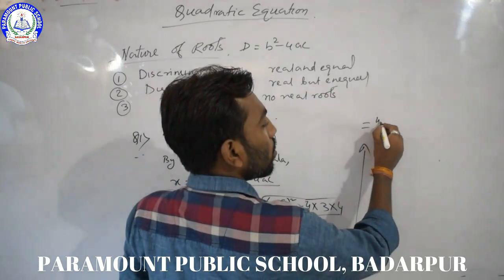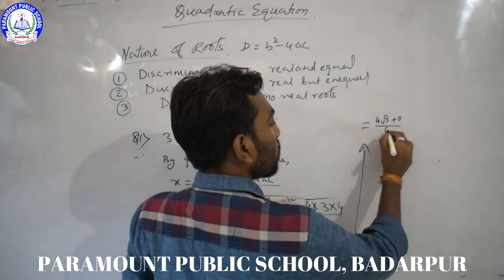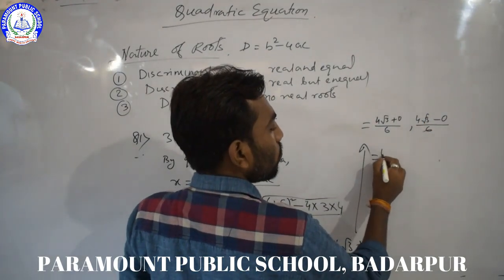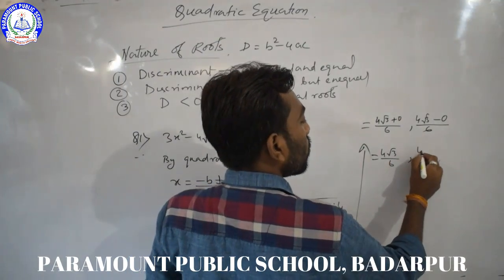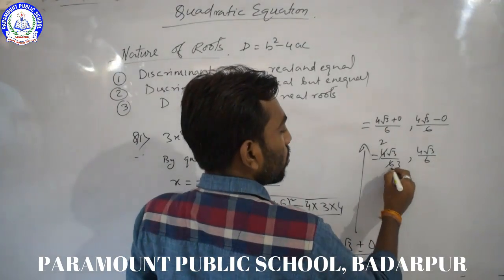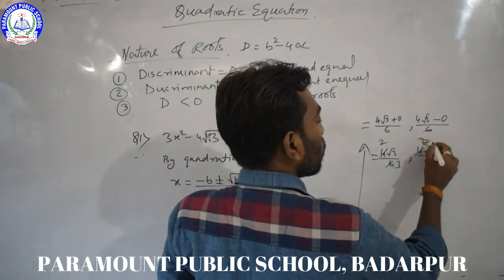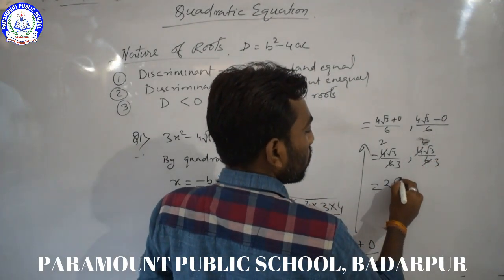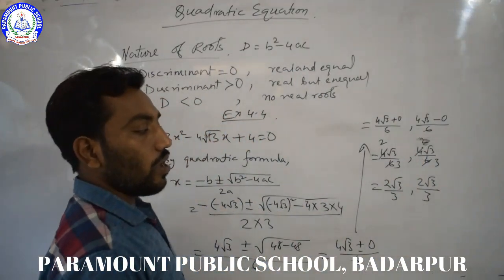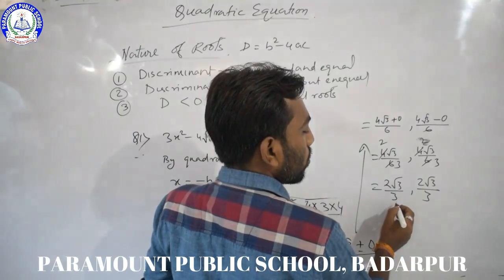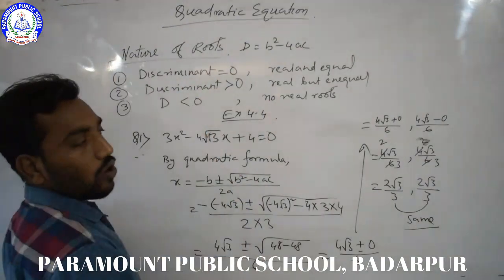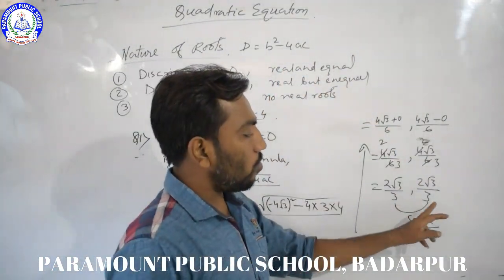So 4 root 3 plus 0 by 6, 4 root 3 minus 0 by 6, that is equal to 4 root 3 by 6, 4 root 3 by 6. So we can cancel it out. 3, 2, 3. So our result is 2 root 3 by 3. So you can see, student, the value we have got here, both are same. The values are same. That's why when our discriminant becomes equal to 0, our values are real and equal. So both are equal values.